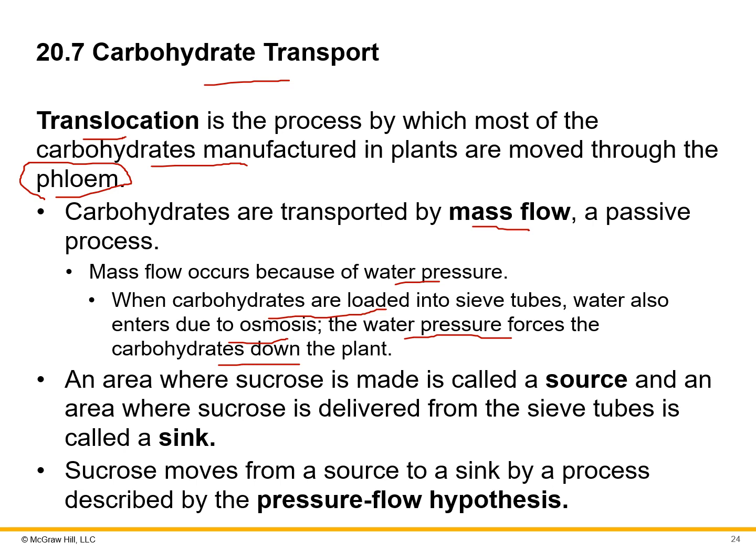So an area where sucrose, which is sugar, is made is called a source, which would be like our leaves. So that's the source where the carbohydrate is made. And then where it is delivered from that sieve tube is referred to as a sink. So where it gets stored is the sink. So where it's made, source, where it's stored, sink. So it moves from a source to a sink by what's referred to as the pressure flow hypothesis, which is that it's moving with the water as that pressure is changing.